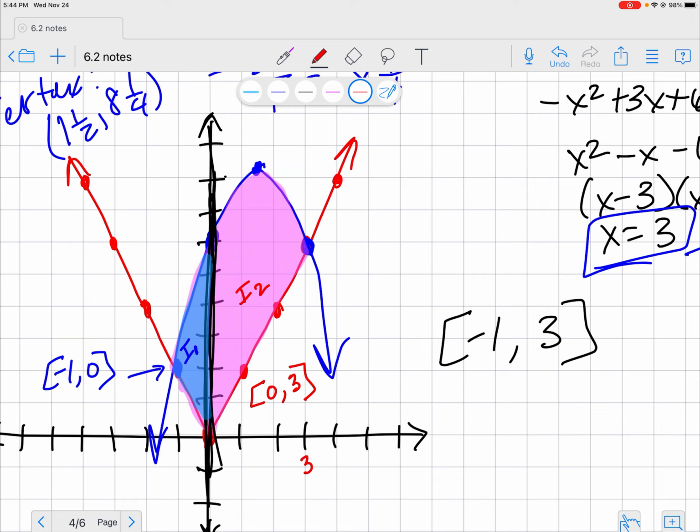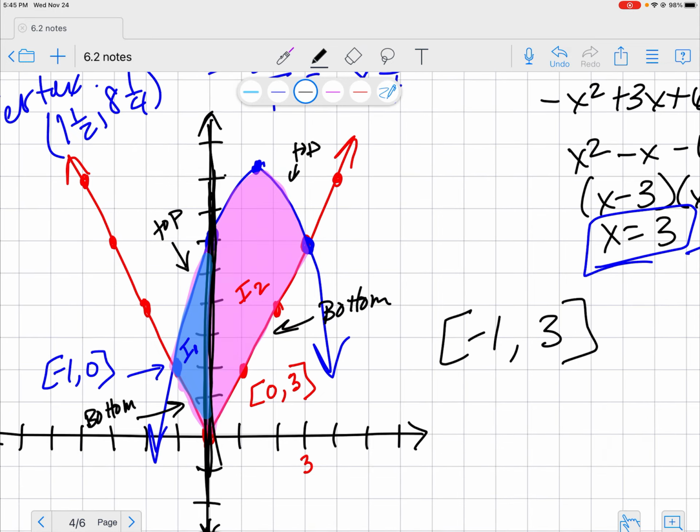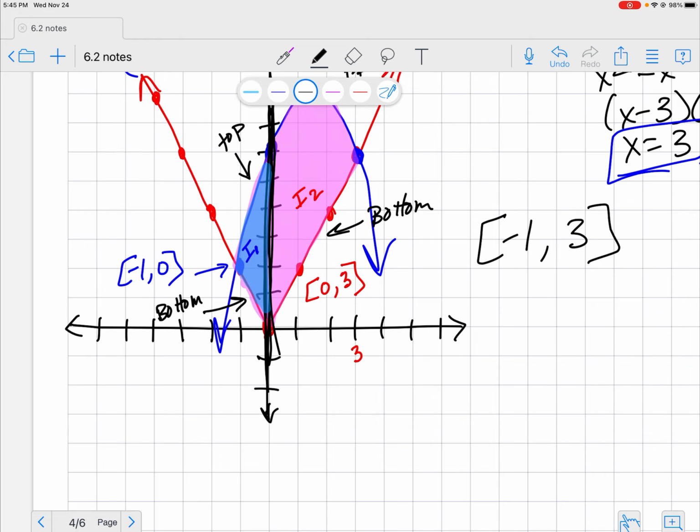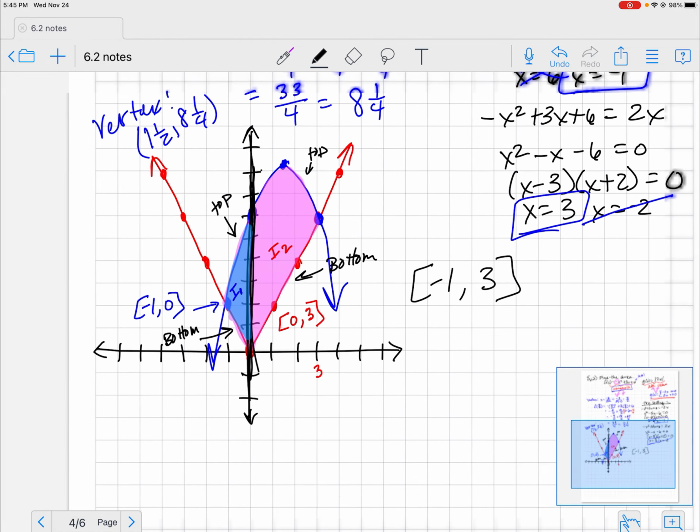An integral is the area under the curve. So we're still going to take our top. This is still the top. This is still the top, right? This absolute value here is still the bottom. The absolute value on this side is still the bottom. It's still going to be top minus bottom. I just have two integrals that we get to take the area of, and that's what we're doing.